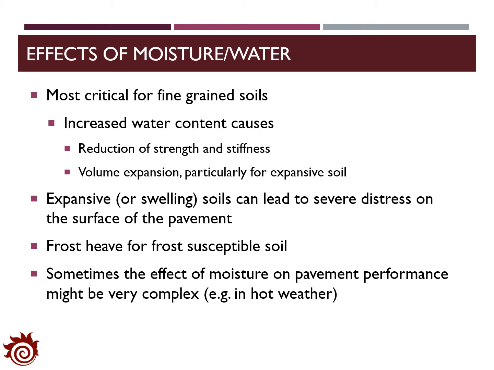Sometimes the effect of the moisture on pavement performance is very complicated. For example, in hot weather, the water vapor will travel upwards and is collected behind the asphalt layer. And in that sense, the moisture contents of the soil behind the asphalt layer will increase, which will make the soil softer. With the softer soil, the strength and stiffness of the lower layers will be smaller, and it will increase the probability of failure for the pavement.